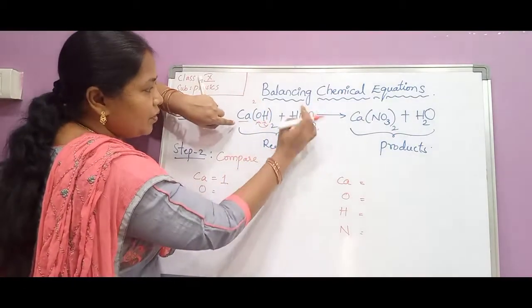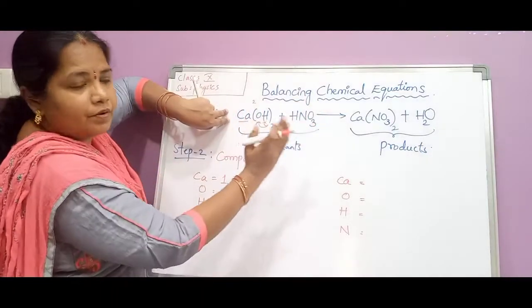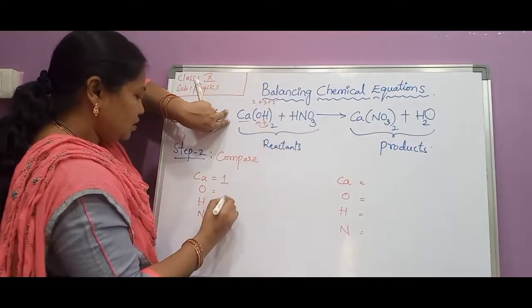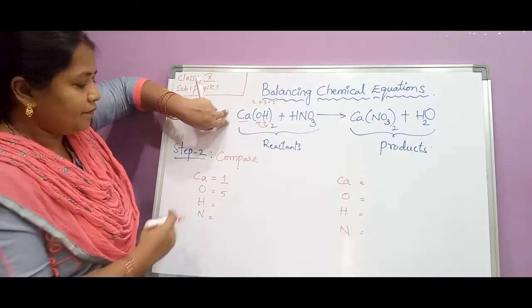And we have to consider this formula and this formula, both formulas. In this formula there are 3 oxygens. No? So 2 plus 3, that is equal to 5. The total number of oxygen atoms is 5 towards the left hand side.